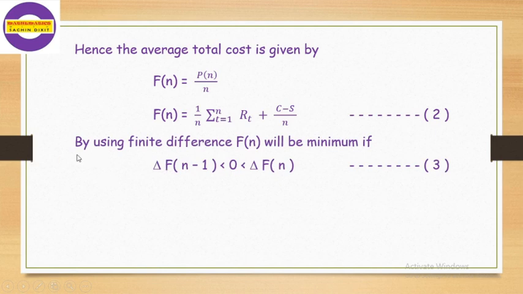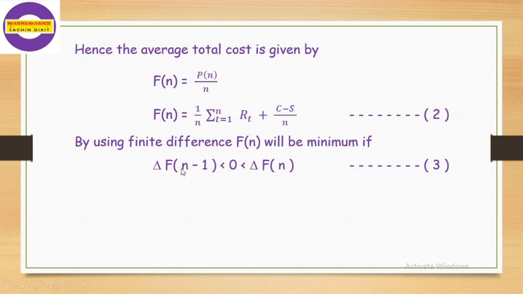Now, by using finite differences, f(n) will be minimum if del f(n minus 1) is less than 0 is less than del f(n). This is the formulation for minimization. Finite differences, f(n) will be minimum if del f(n minus 1) is less than 0 is less than del f(n). Equation number 3. Now we use this finite difference method.